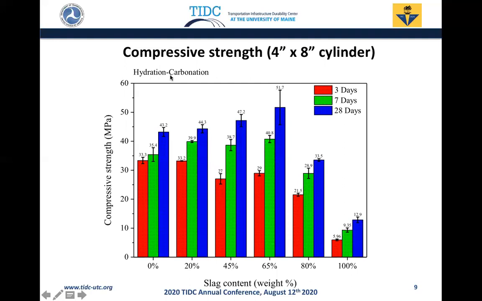For hydration carbonation curing, again, the same trend at early age. It can be seen that there is a decrease in compressive strength, but after 4 weeks, we have some increase. And here the optimum is 65%.